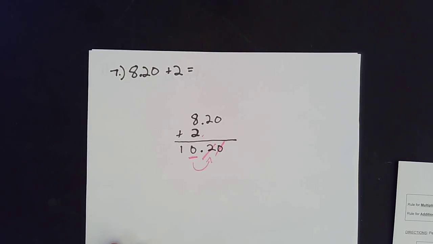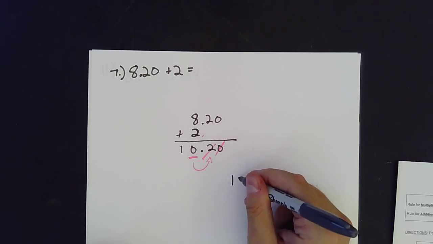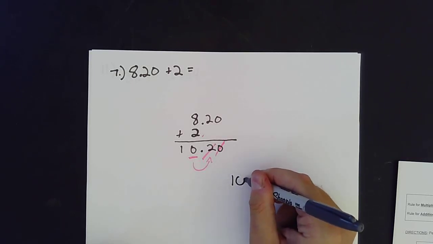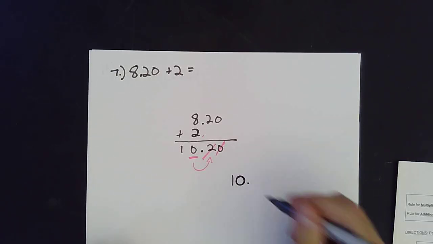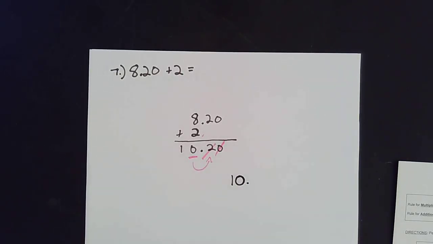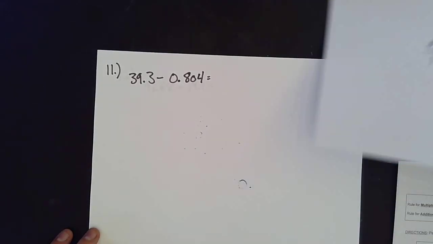So we get 10, and we have to round. This is a 2, so it's less than 5. So my final answer is 10. And I can put that decimal point right there to tell me that that number is significant. So that's how we're going to round with some of this math. Now let's take another look at a different one.